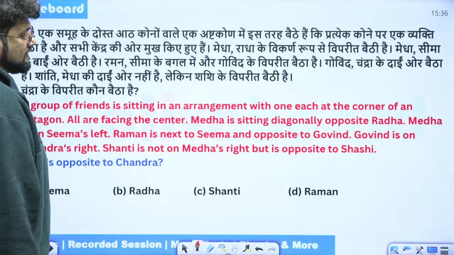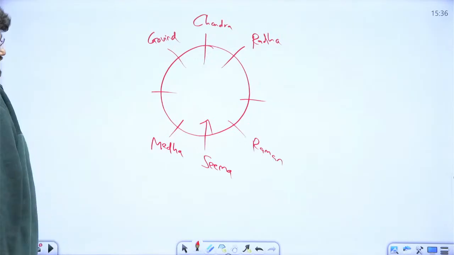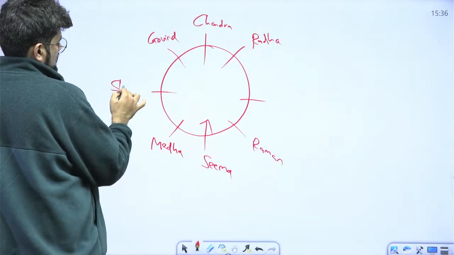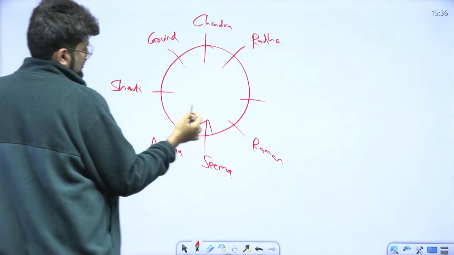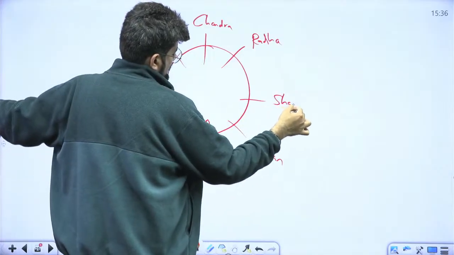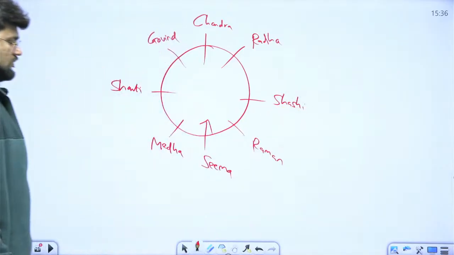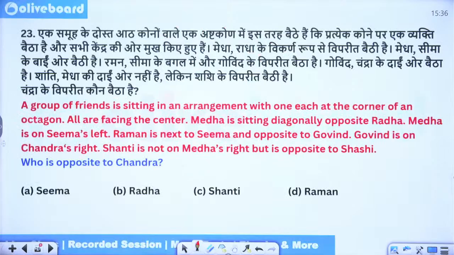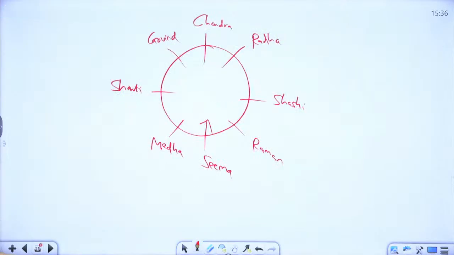Shanti is not on Medha's right but opposite to Shashi. Not on Medha's right, so yeah, she is here. Shashi. Who is opposite to Chandra? It's Seema. There's no other option.